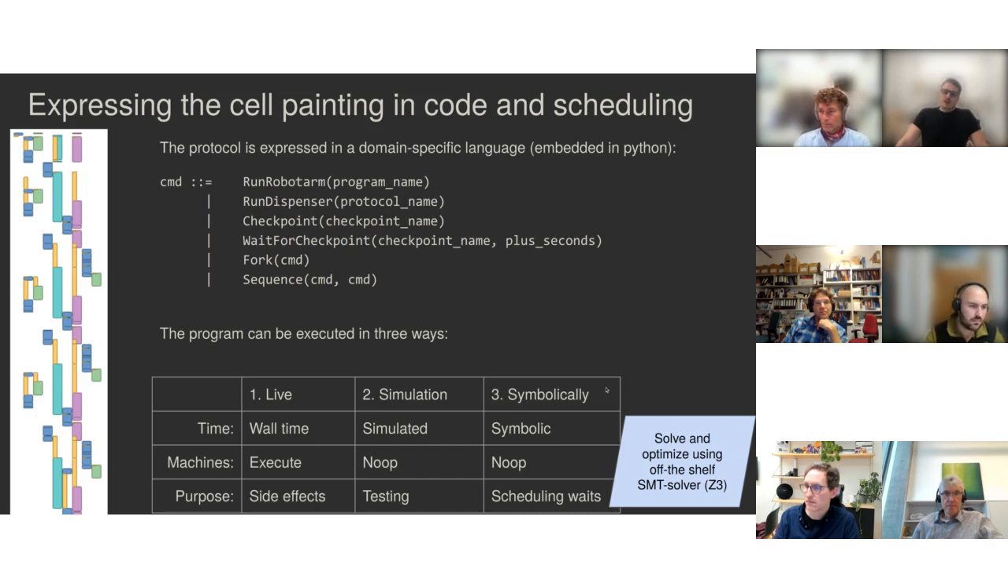And then the third way we execute these programs or work with them is symbolically, where time is just symbolic. We just introduce variables to talk about time in relation to each other. And the machines, of course, don't do anything here. The purpose of this is to schedule these waits, so we know when everything should happen.